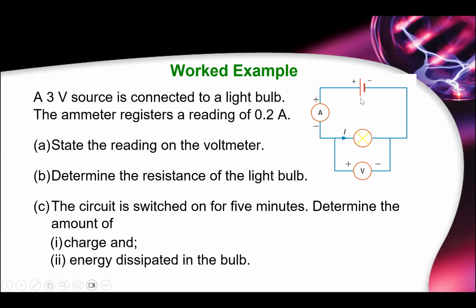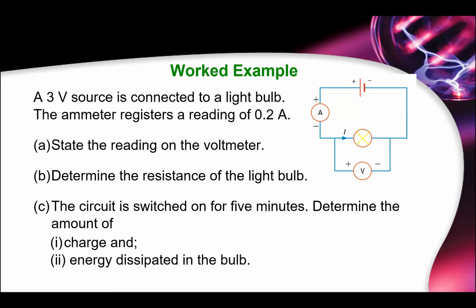There is a 3-volt source connected to a light bulb. The ammeter reads 0.2. What is the reading on the voltmeter? Okay, so you must know that the battery gives you 3 volts. The 3 volts is only used up by the light bulb. There is no other component in the circuit that uses energy except the light bulb. So the entire 3 volts will be used up by the light bulb, so the potential difference across the light bulb will also be 3 volts.